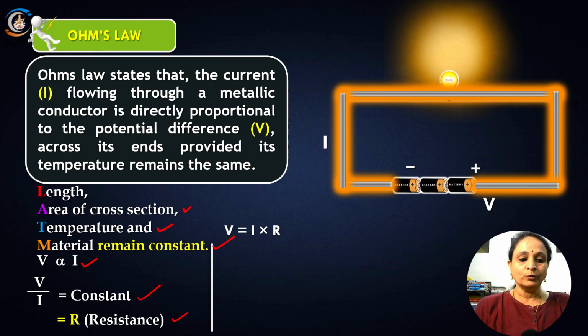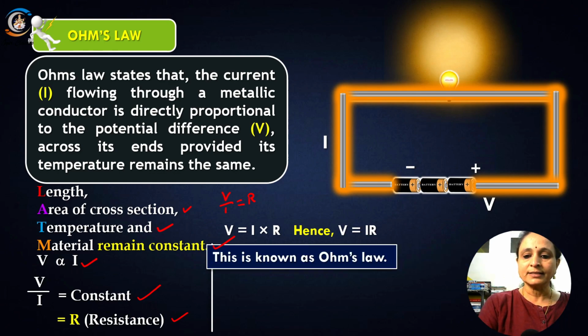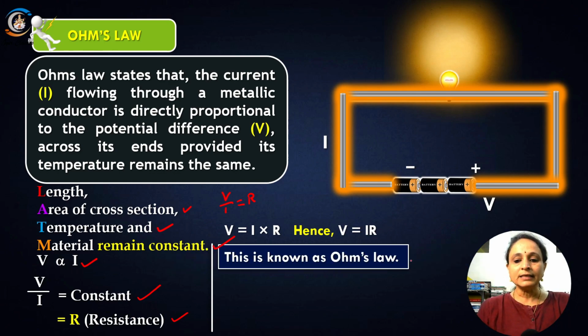Now if you simplify this formula, what do you get? Cross multiply: V by I is equal to R, or V is equal to I multiplied by R, where I is the current and R is the resistance. Hence we can write V is equal to IR, and this exactly is known as Ohm's law, right? Okay.